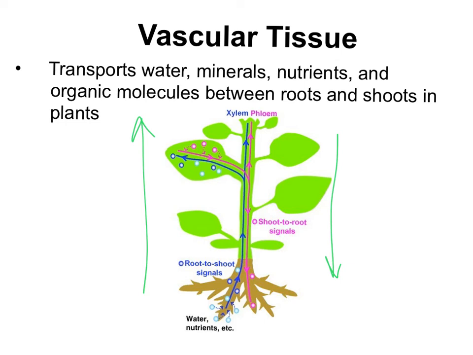But what you need to know is that it's going to transport things like water, minerals, and nutrients, like glucose. And this vascular tissue is important because it means that we can grow bigger and taller and have specialized tissues.